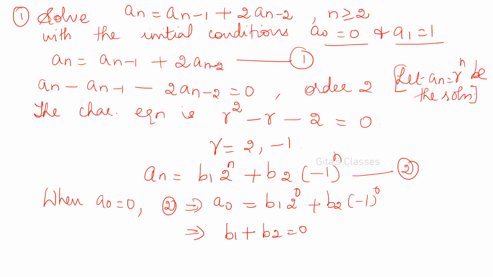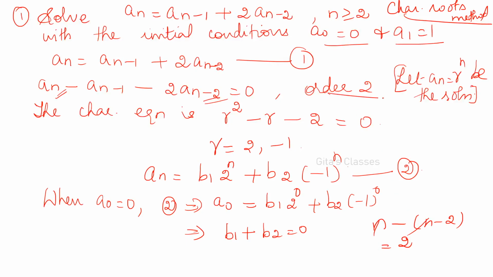Next is using the characteristic roots method. Here this is a homogeneous equation because the right hand side is 0. So this is a homogeneous equation of order 2. How will you find the order of the recurrence relation? It is the difference between the largest and the smallest subscript. Here n minus of n minus 2, that is n will get cancelled, you will be getting 2. That is why the order is 2.